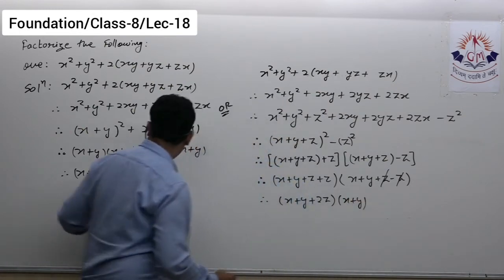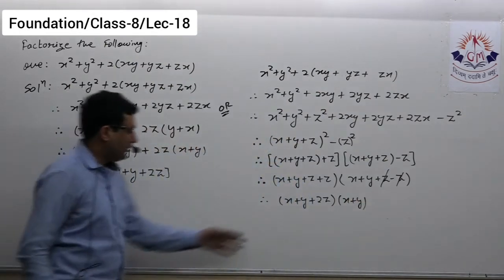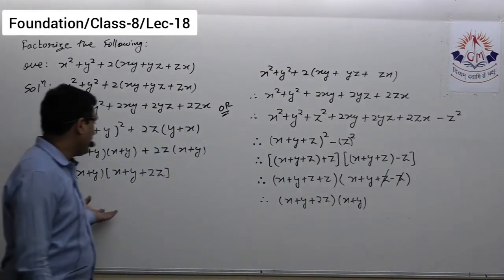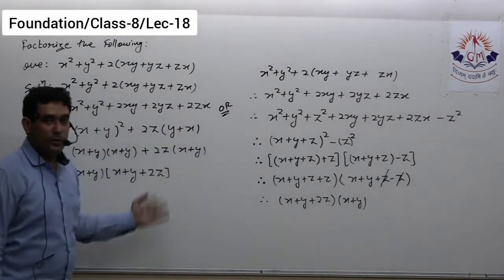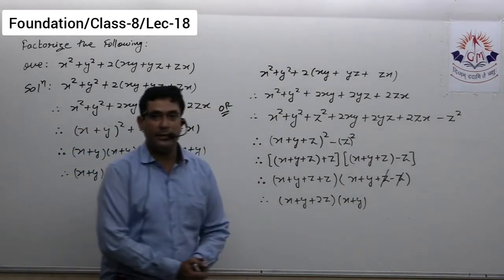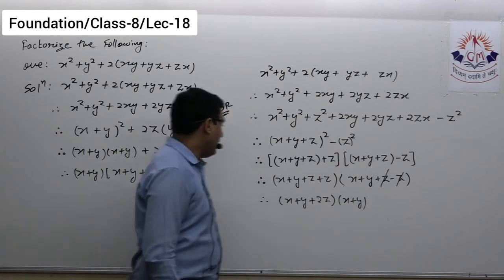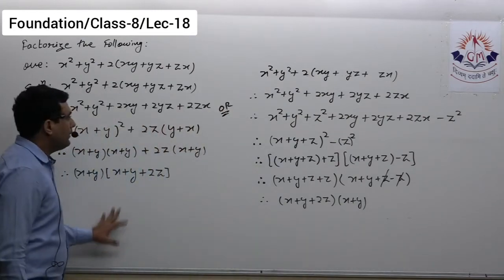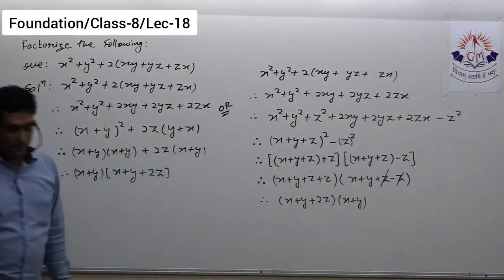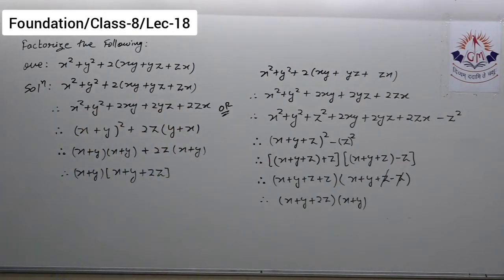So you can see even though the answers are the same, only the sequence is different, but that doesn't matter because these two are a product. Whether I write 2 into 3 or 3 into 2, even while multiplying, if I change the order, it remains the same. So there are two ways, the first one and this is the second one. So note it down, the second one, and then we will see the next question.